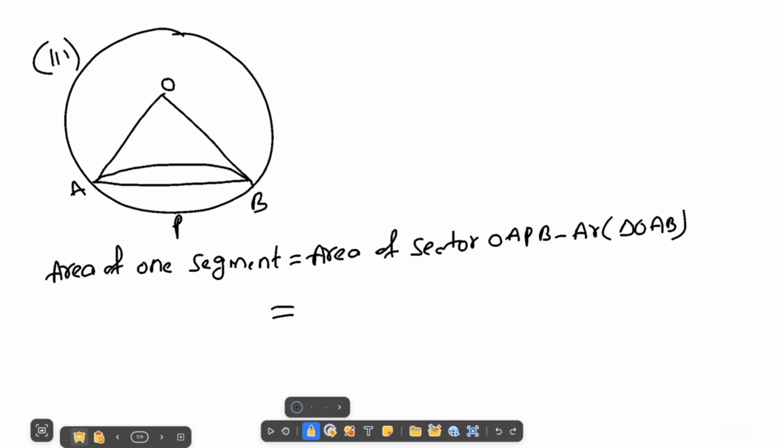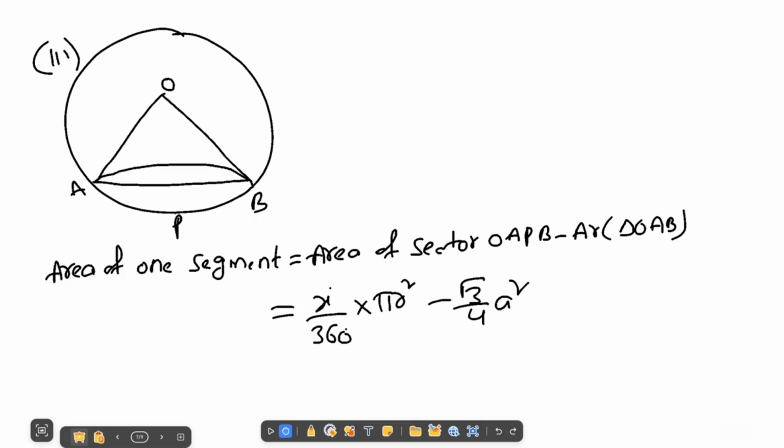The area of sector formula is x degrees, the angle at the center, by 360 degrees into pi r square, minus the area of the equilateral triangle. Triangle OAB is an equilateral triangle. Its area is given as root 3 by 4 a square. Here a is the side.